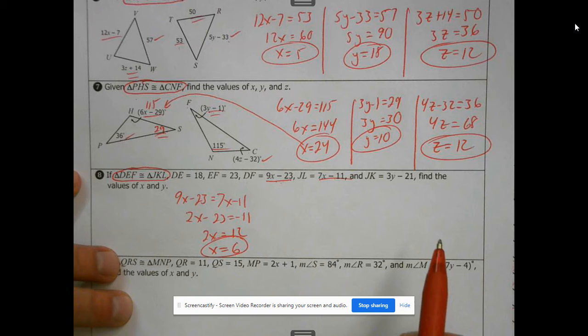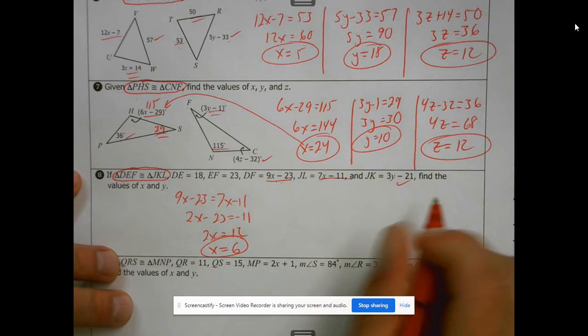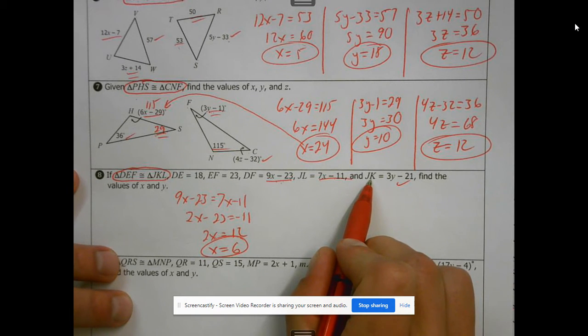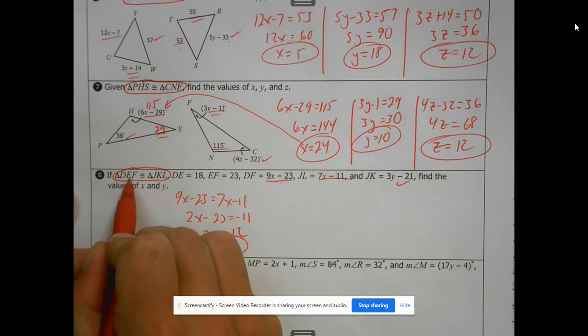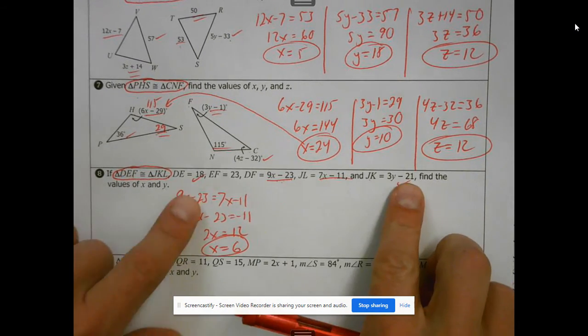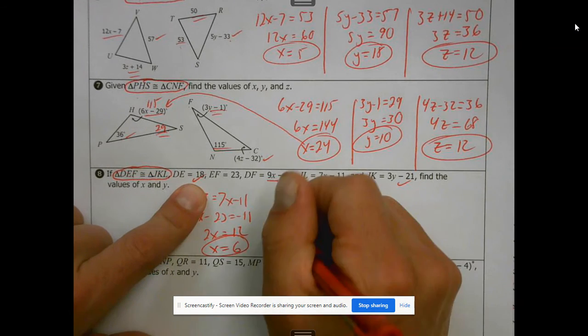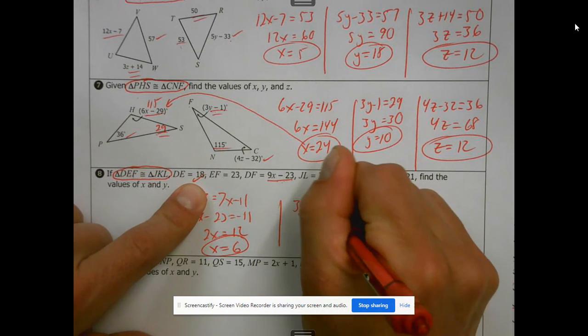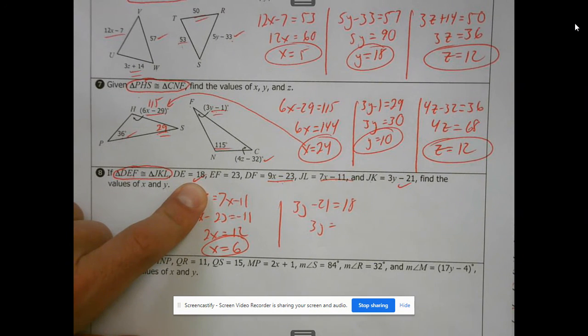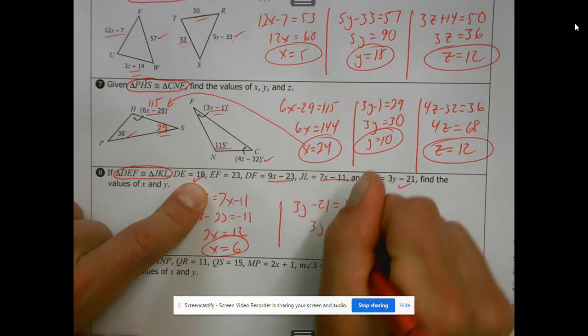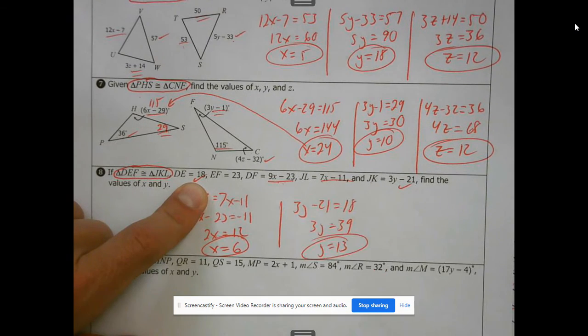All right, to find y. Okay, y is in between J and K. JK matches with DE. And here's DE right there. So set DE equal to JK. 3y minus 21 is 18. Add the 21 over to get 39. And 3 goes in there 13 times.